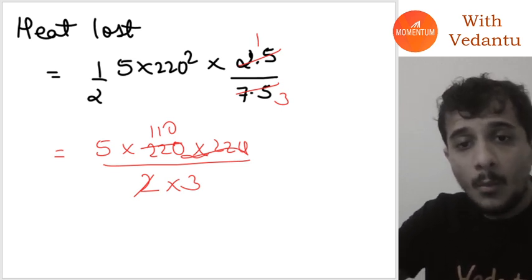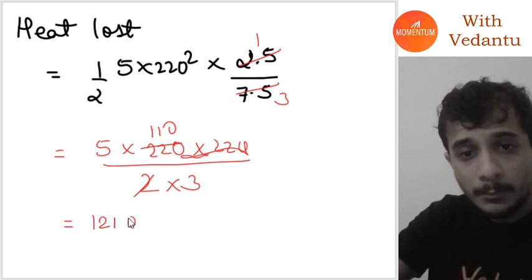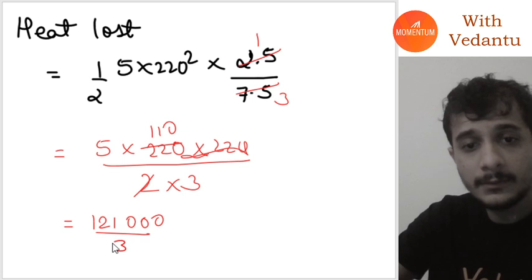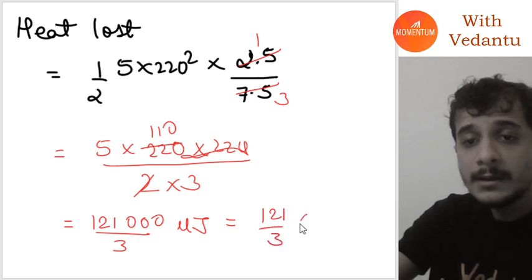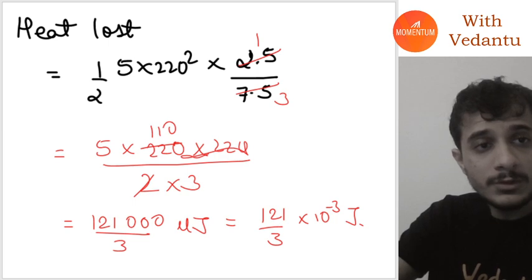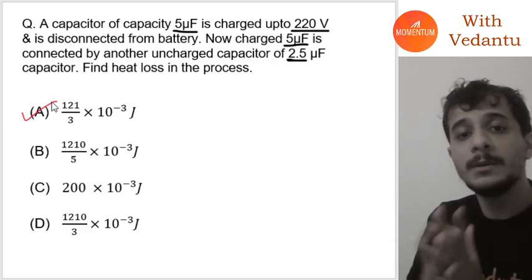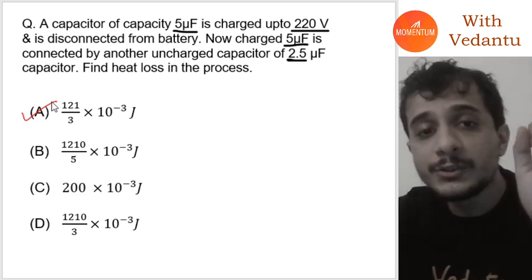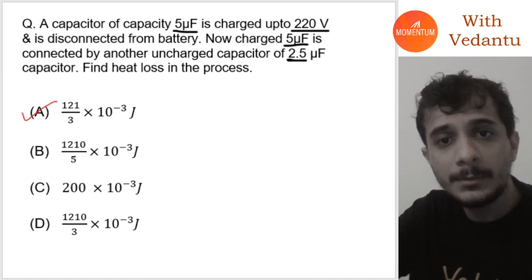That will be 121,000 divided by 3 microjoules. If you convert this into joules, this will be 121 by 3 into 10 power minus 3 joules. Okay, so guys, the answer to this question will be 121 divided by 3 into 10 power minus 3 joules. I hope everybody understood it.